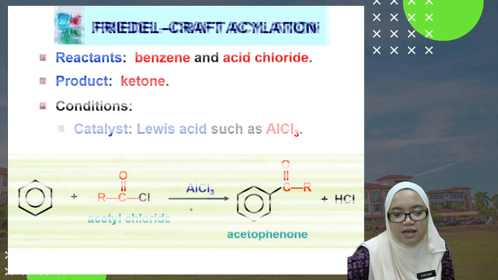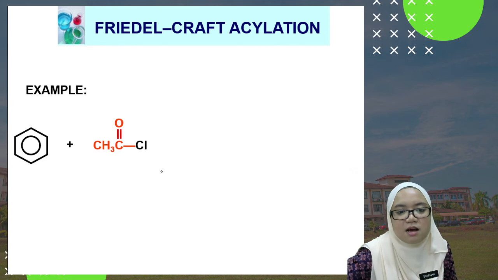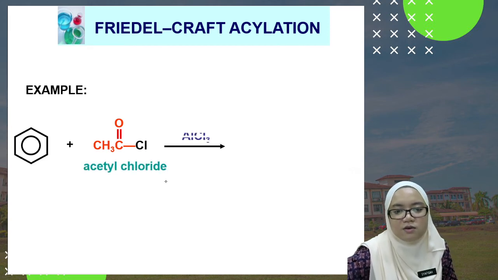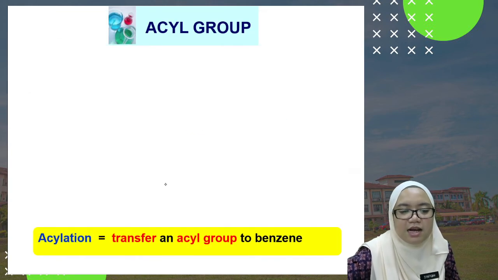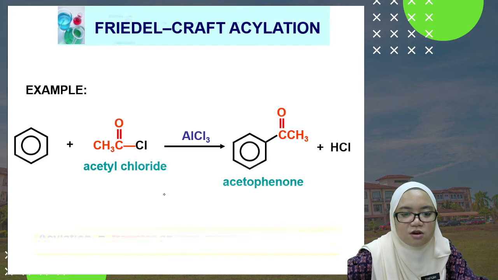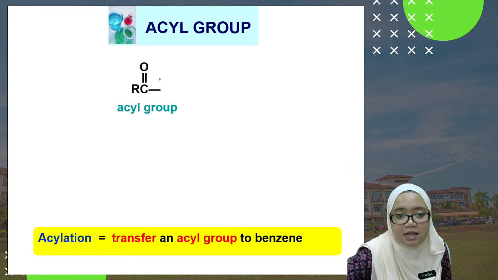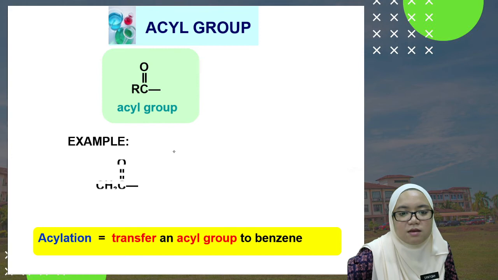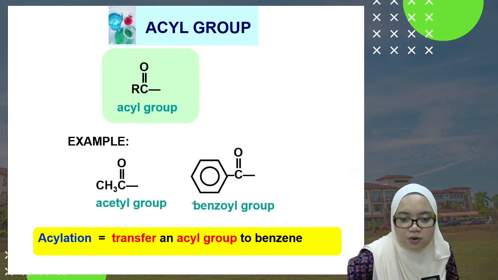Okay, plus HCl. Okay, other example, we have benzene ring plus acetyl chloride. Ini sama lah acetophenone, lain tak? Okay, so the acylation here means the transfer of an acyl group to benzene. Ini yang kita panggil acyl group, C double bond O attached dengan alkyl group. So alkyl group attached dengan carbonyl, kita panggil acyl group. Okay, kita ada acetyl group, kita ada benzoyl group.